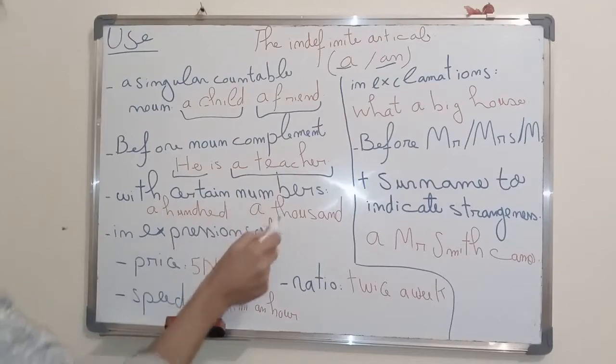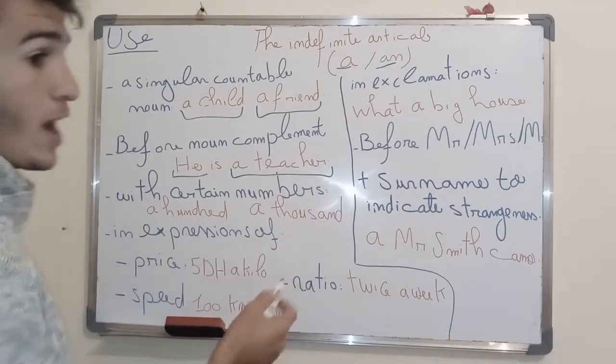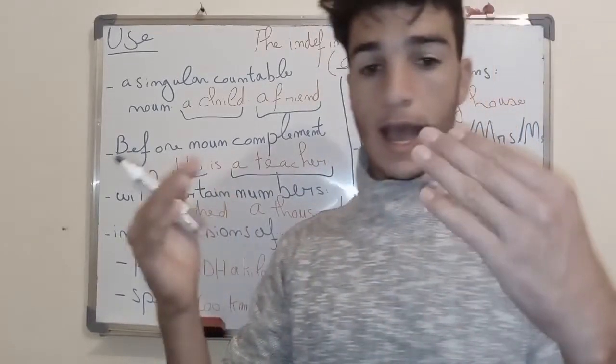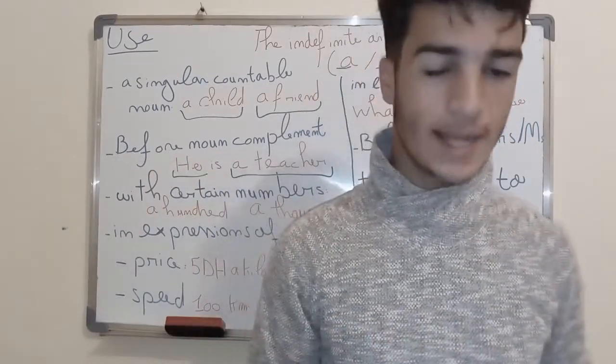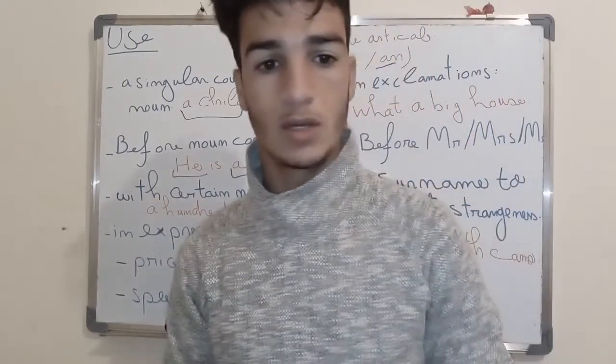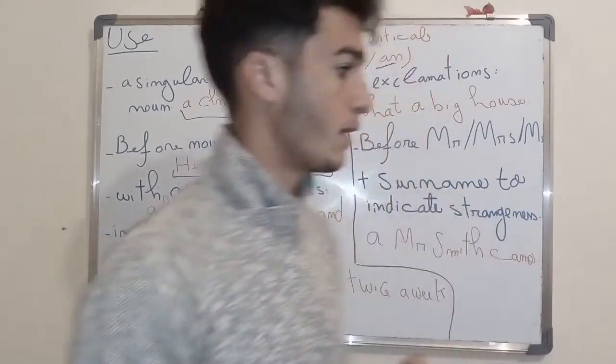With certain numbers like 100, 1,000. We can say a hundred and we can say one hundred. We can say a thousand or one thousand. Both of them mean the same thing.